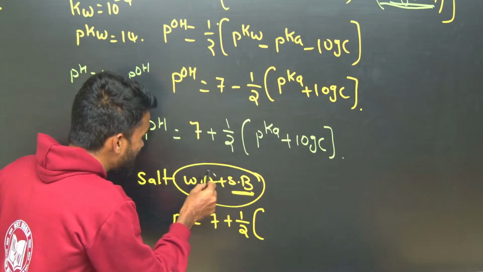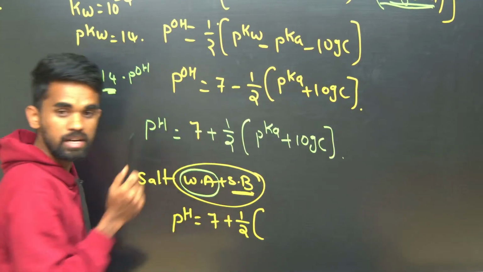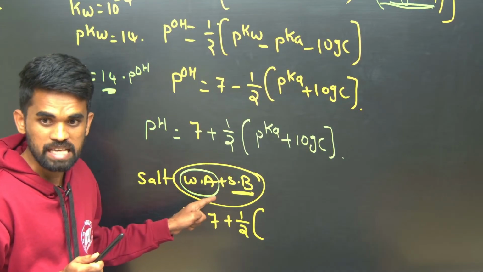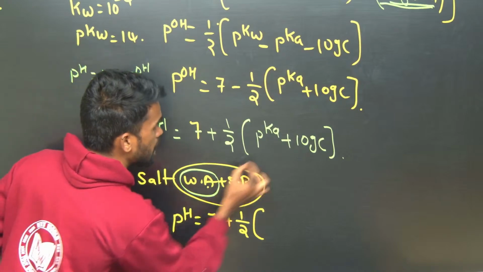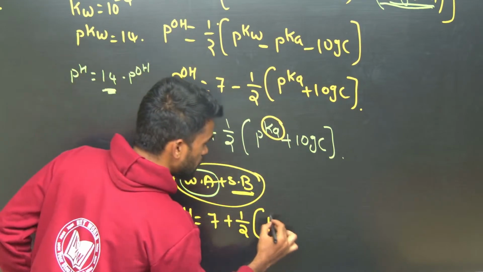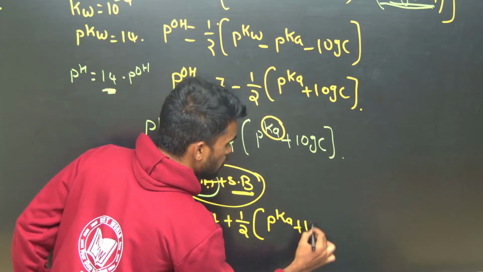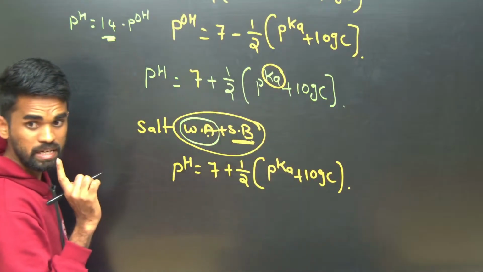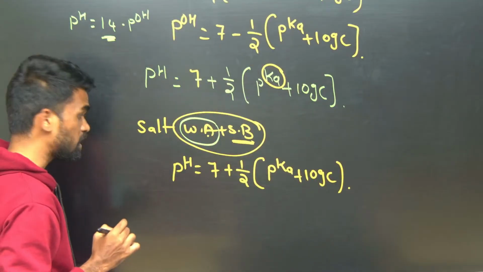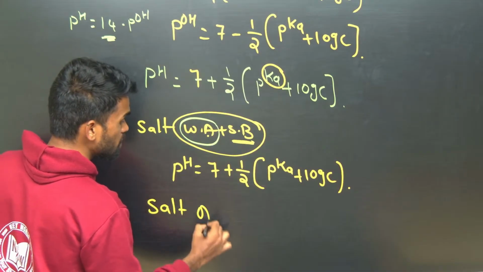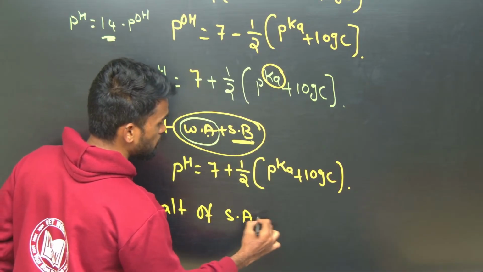So what is the weak one involved here? Weak acid is involved. So weak acid has Ka. So you should take here pKa plus log C. Okay, C means here molarity. What we are taking is the molarity of that salt. For example, I am taking salt of strong acid plus weak base.